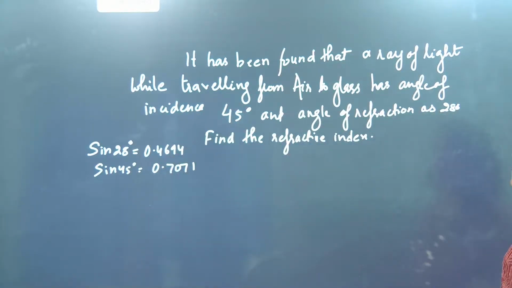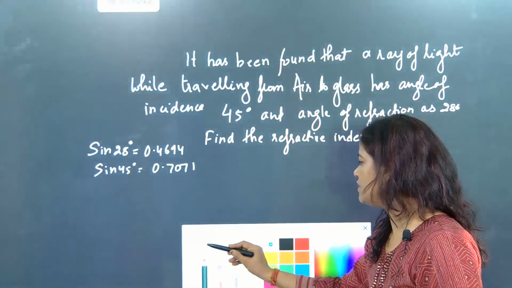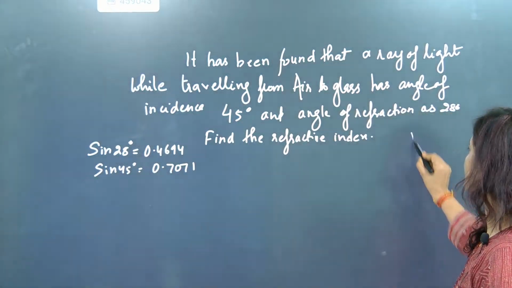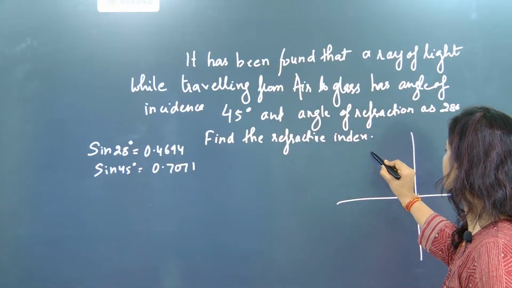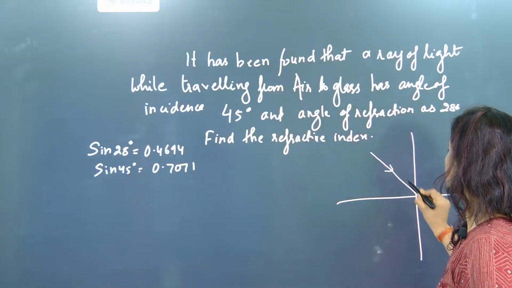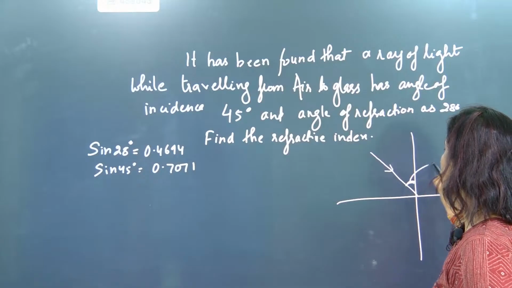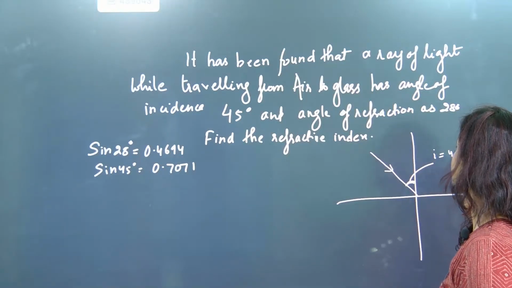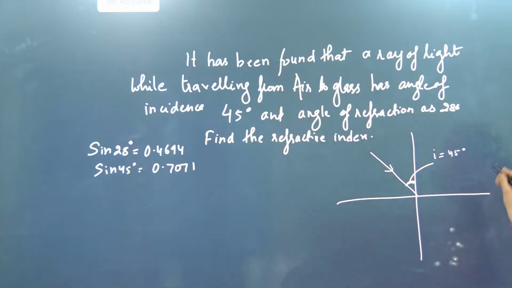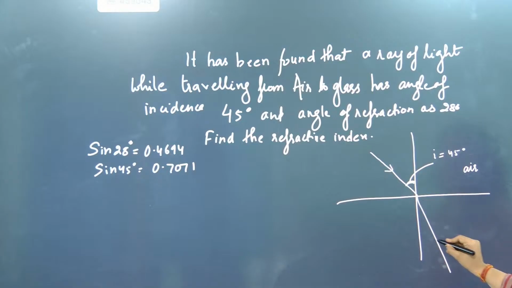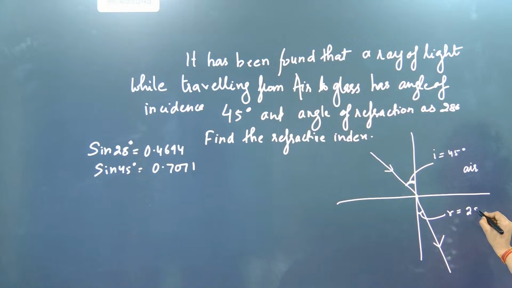Now we have to solve this question. Come on, children, try this one out. First, I am drawing a little so that you will understand. The ray of light is traveling from air to glass. This is the angle of incidence I, which is 45 degrees. This is air, and then the ray will bend towards the normal. This is R, and R is 28 degrees, and this is glass.